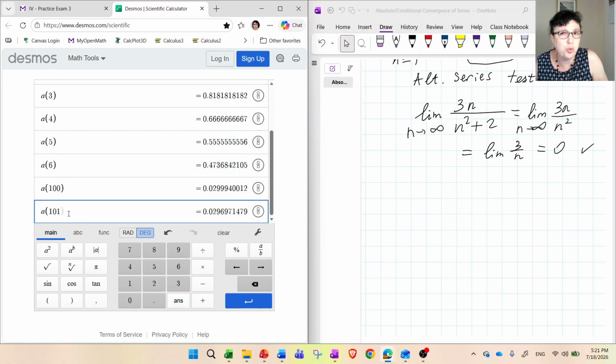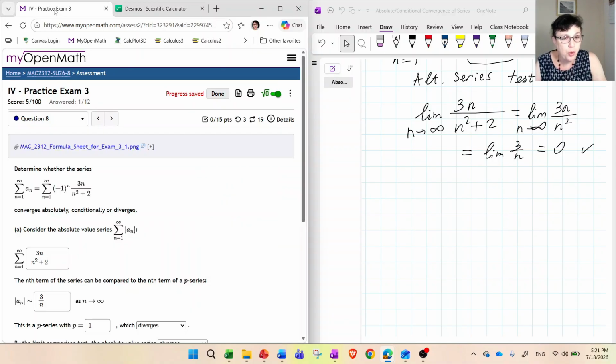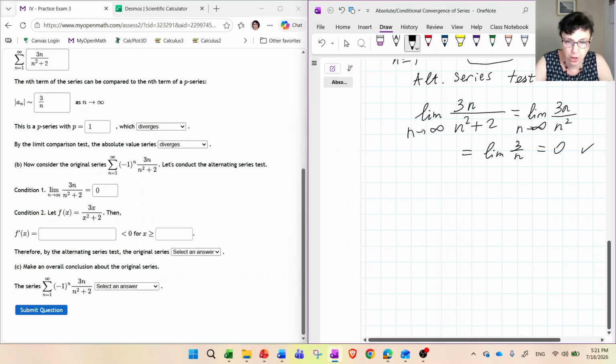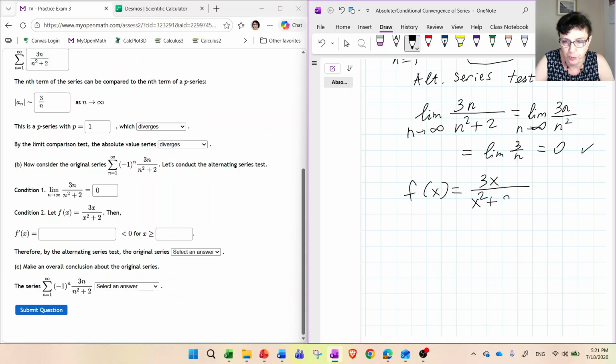So this is not a proof, okay? To prove it, my preference is to consider a corresponding function. So I'm going to go with f of x, which is 3x divided by x squared plus 2. And there is a problem with this function showing that it's decreasing because it does require you to know some rules of differentiation. Unfortunately, you do have to know what's quotient rule.